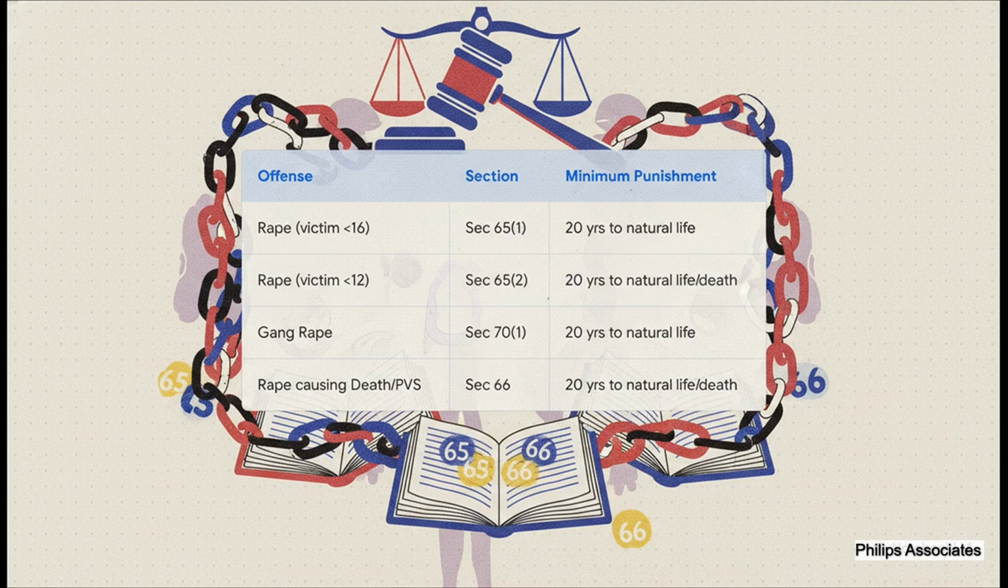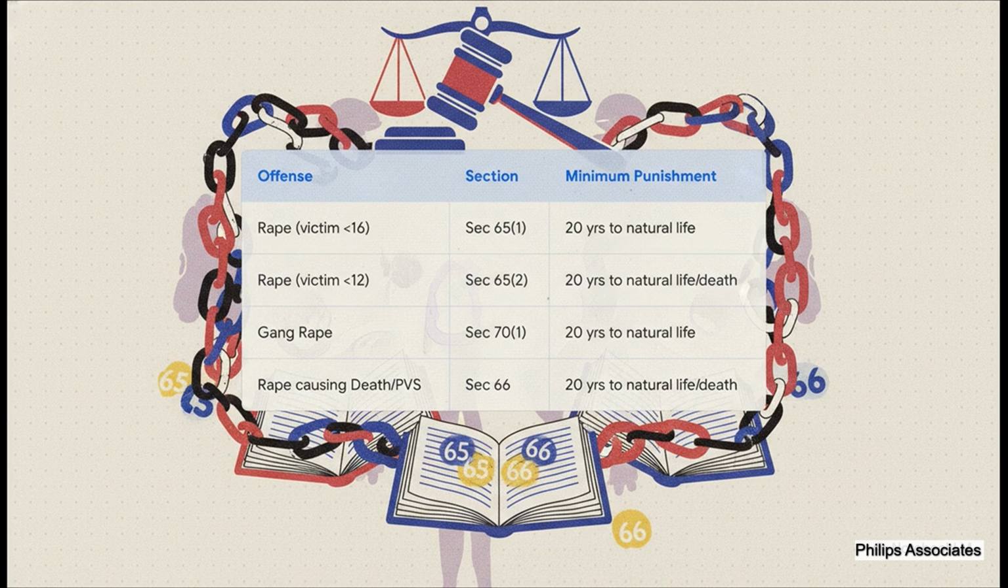This table here really lays out how the penalties just escalate dramatically. Let's walk through it so these section numbers stick. Section 65 is all about the victim's age. If the victim is under 16, the minimum sentence jumps to 20 years to life. And if she's under 12, the death penalty is even a possibility.